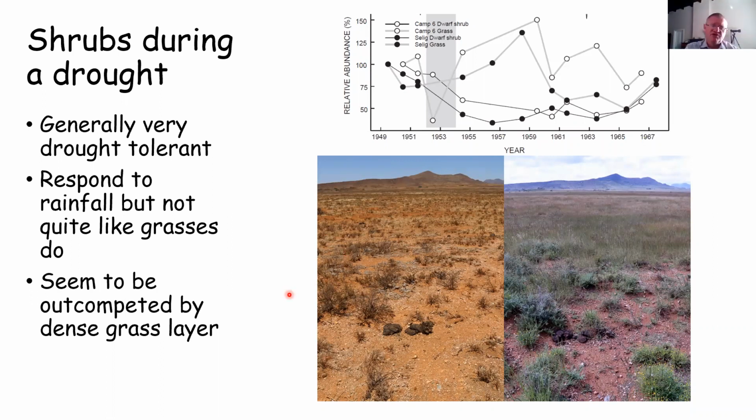They respond to rain. They respond well to positive rainfall. They also respond to drought, but not in quite the way that grasses do. And we don't actually understand quite how these shrubs die.